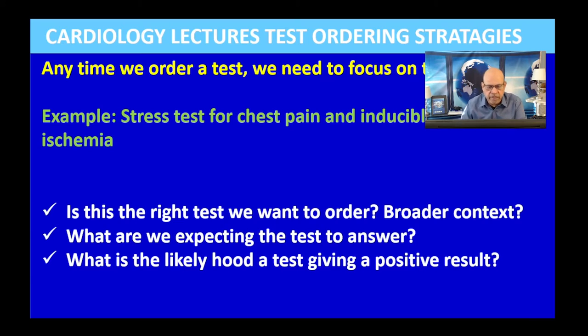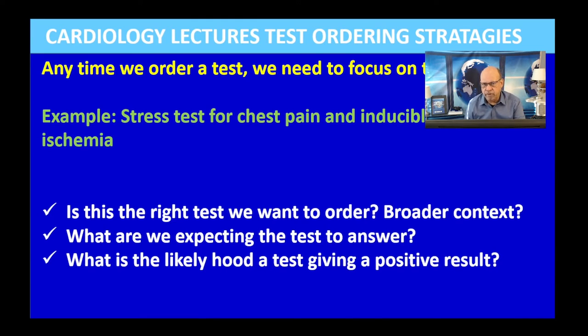The second question we need to answer is, what are we expecting the stress test to show? We expect it to be normal, we expect it to be abnormal, we expect it to be indeterminate. So we need to be prepared for what we are going to do with the results that we get from the stress test, because not all tests are going to give you a perfect answer. There's no such thing as a perfect answer or a perfect test. So we need to be prepared to see how we're going to deal with the information that we get from the stress test.